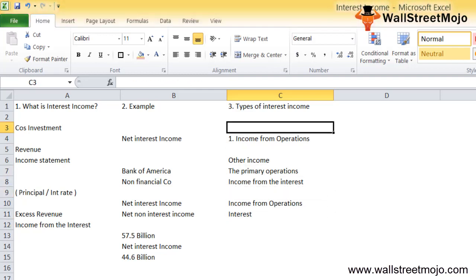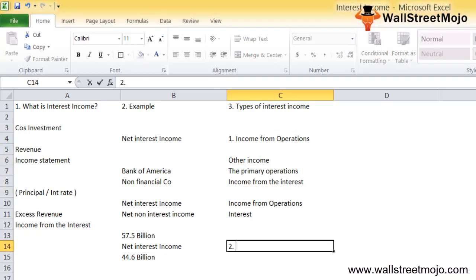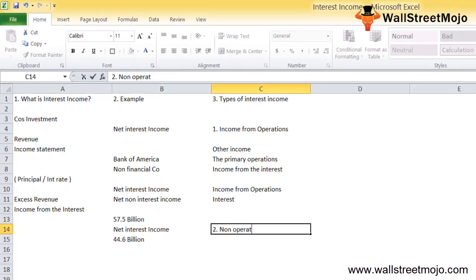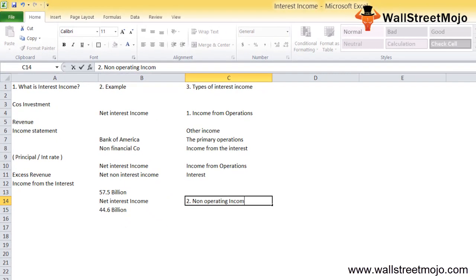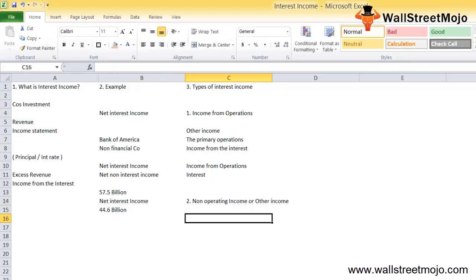It is core income. The second is non-operating income, also known as other income. If the core income does not come from interest, then it is non-operating interest income and comes under other income.